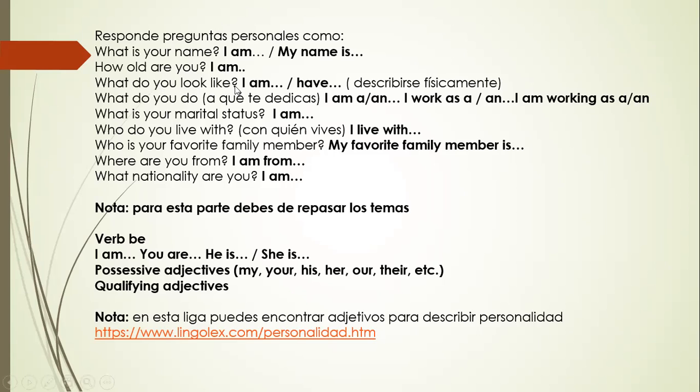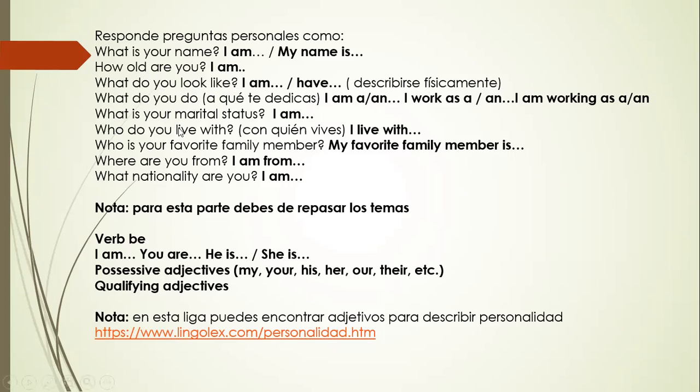Esta pregunta se refiere, chicos, acuérdense, a cómo eres físicamente. Hay personas que se equivocan y piensan que esta pregunta significa ¿cómo estás? ¿Cómo te encuentras? Pero no. What do you look like se refiere a cómo eres en términos de apariencia física.